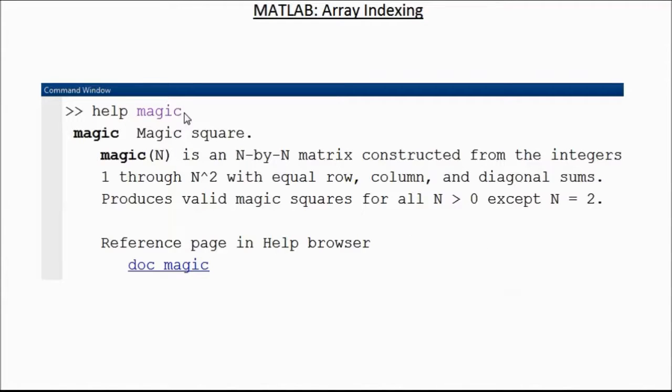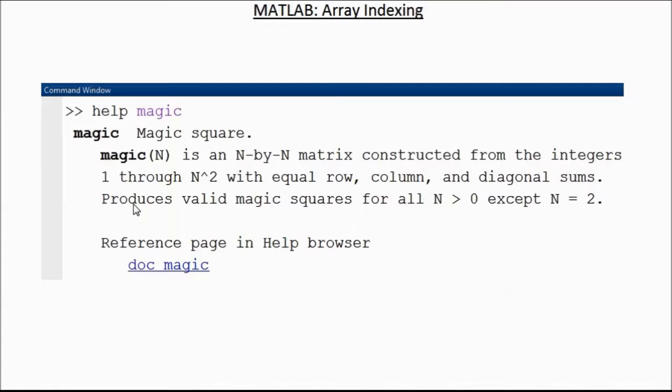The command magic produces a magic square. It takes for argument n a natural number, a positive whole number, and it produces an n by n matrix whose entries are integers going from 1 until n squared. The magic square is such that the row sum, the column sum, and the diagonal sum for these squares is all the same number.